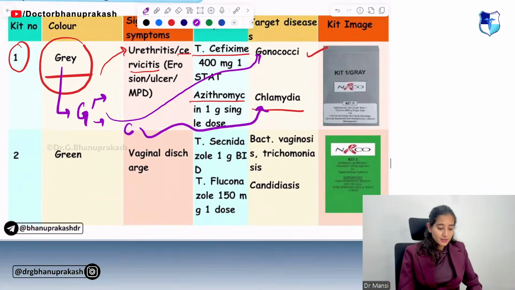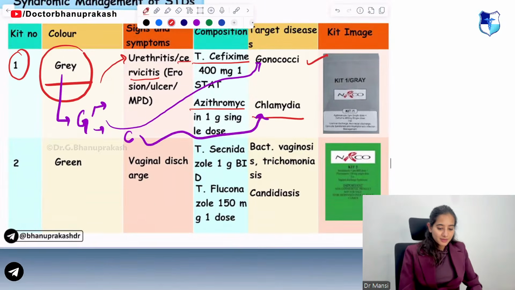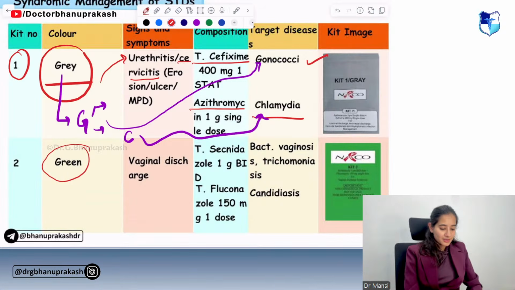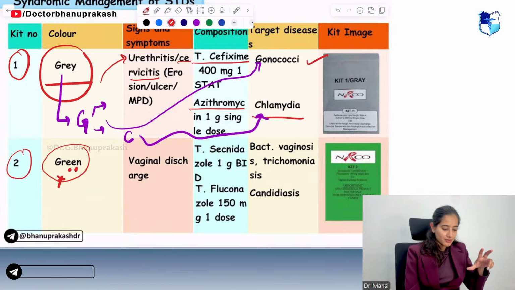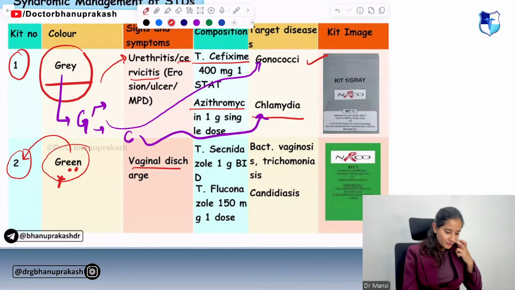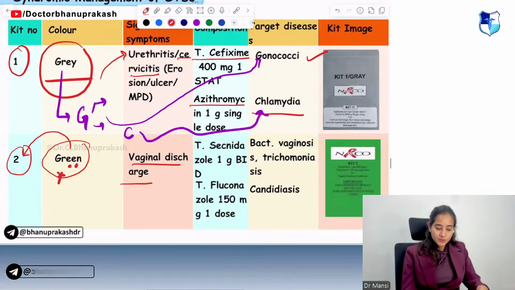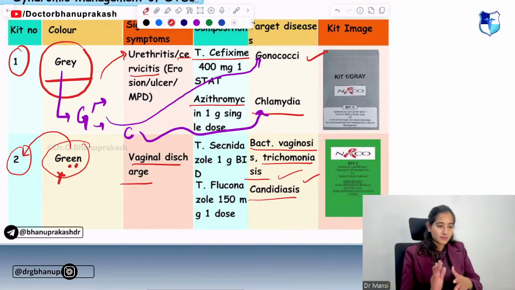Good enough? Then we have, but don't get confused it with your green, okay? Because green is coming at second position. This is kit number 2, and it has 2 E's in it. So you can don't confuse it with gray kit. The green kit is 2 because it has 2 E's in it. So you give it for vaginal discharge. So you give it for bacterial vaginosis and trichomoniasis and candidiasis, all kinds of vaginal discharges. Okay. So it has secnidazole and fluconazole in it.